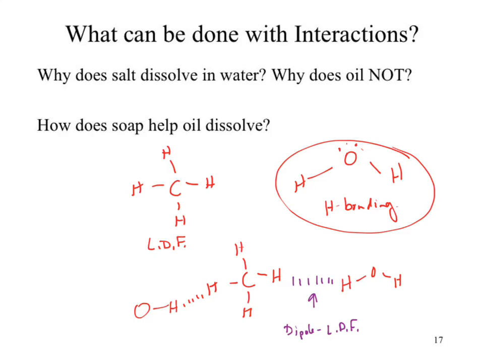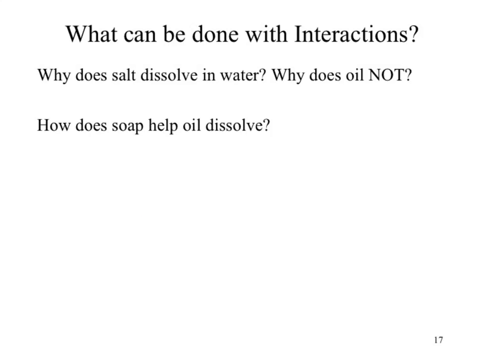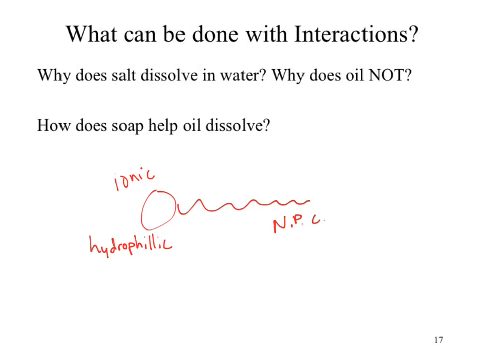How does soap help all this dissolve? If we look at soap, in a very crude drawing, we usually have a nonpolar covalent structure at one end, and we usually have an ionic structure at the other. Well, what does the ionic structure want to do with water? Attracts it. So it actually really likes water. So we can call it hydrophil. Where's the nonpolar end?